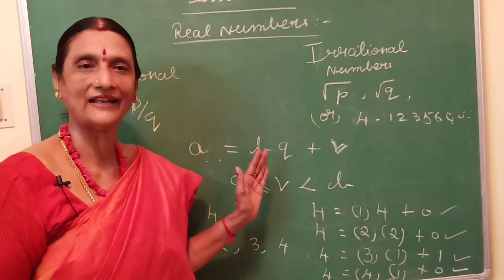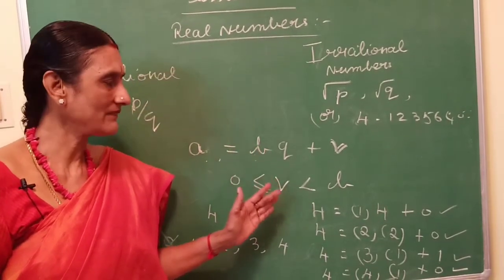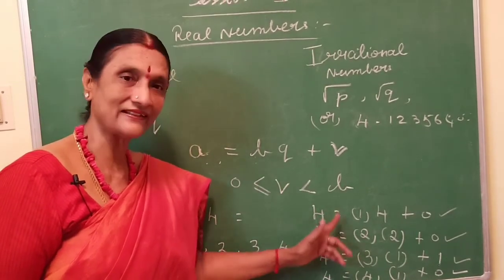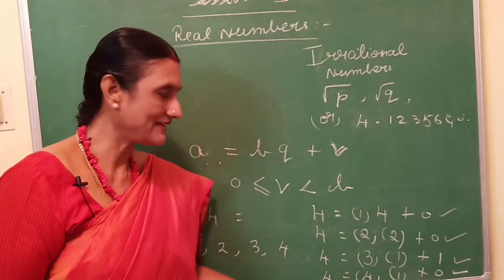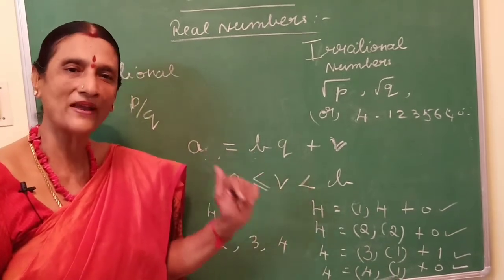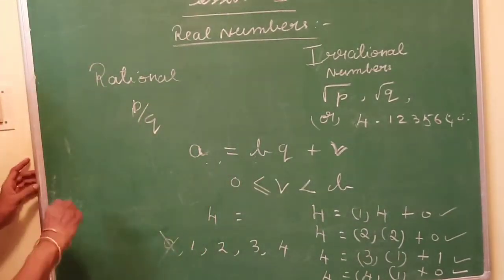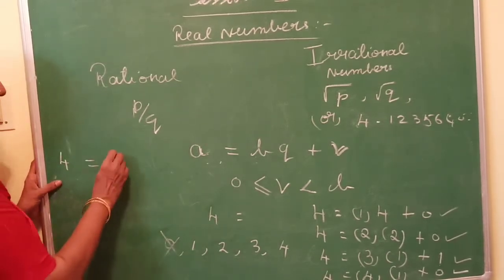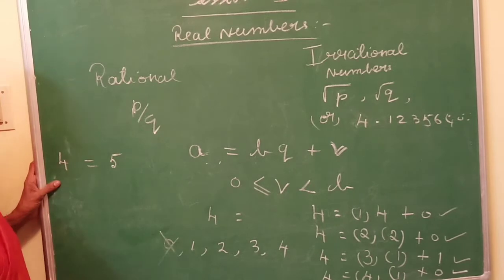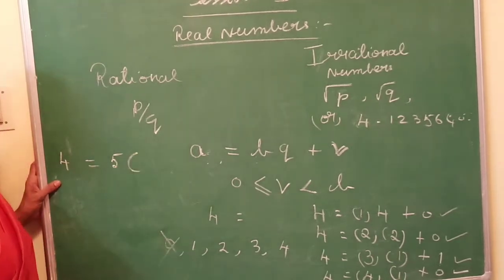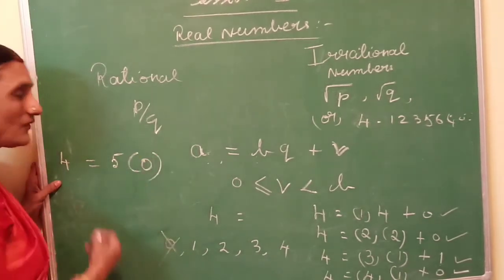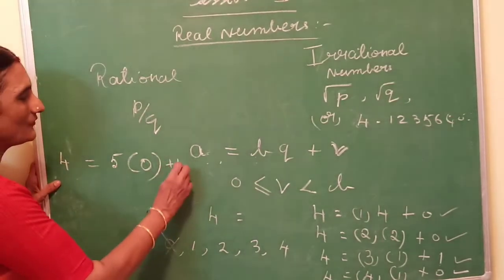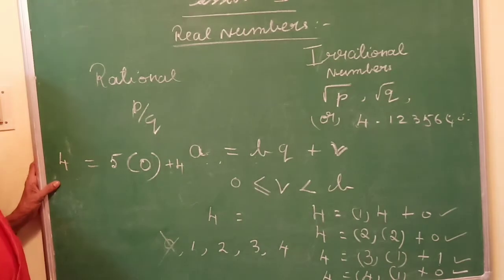Now there is one doubt. Somebody is asking, can we write with a number greater than this number itself? Yes. Why not? I'll show you. Suppose 4 is going to be divided by 5. How many times can we divide? We can divide 0 times. Then what will be the remainder? 4 is the remainder. Are you understanding?